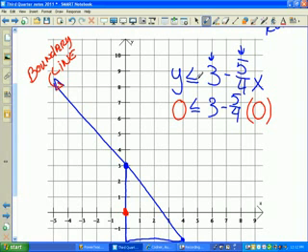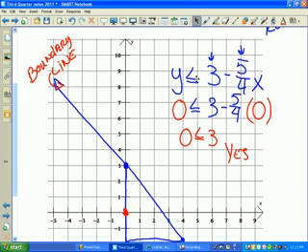Now, anything times 0 is going to give me 0. So right now, I have 0 is less than or equal to 3, because this negative 5/4 times 0 is going to give me 0, so what's left is that 3. Now ask ourselves, is 0 less than or equal to 3 a true statement? And the answer to that is yes.